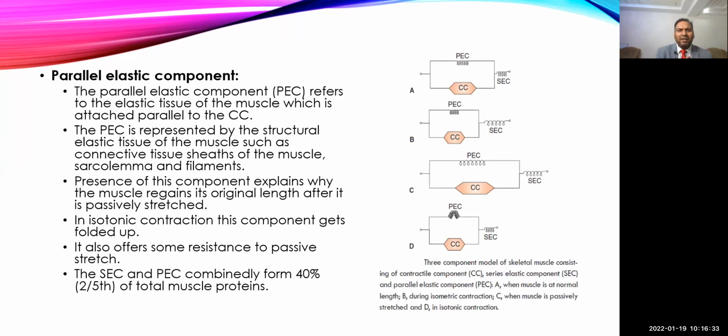And this parallel elastic component usually shows more effect when actual contraction occurs. That contraction is called isotonic contraction, where the tone or tension on the muscle remains the same, but muscle length changes. So in the parallel elastic component, it will squeeze or fold up, and that shows the contraction. And this also offers resistance to passive stretching. So when we stretch a muscle passively, the resistance is offered by both the series elastic and parallel elastic components. Together, series elastic and parallel elastic will contribute almost 50% of total muscle protein.